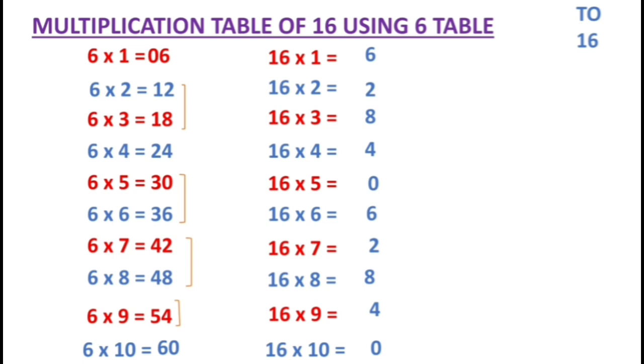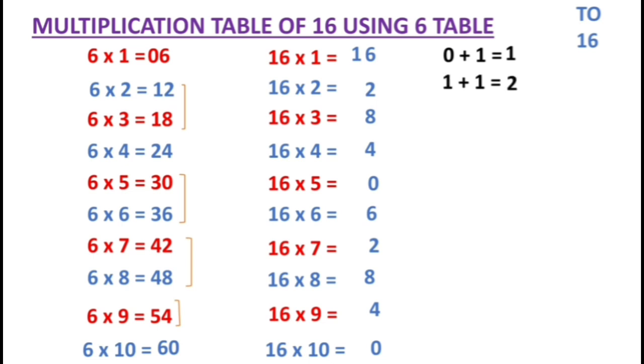Now let us start. 6 ones are 6. What is the tens place? We have 0. 0 plus the tens place in 16, which is 1, is 1. So this 1 I will write along with 6. So I get 16 ones are 16. Now what is the sum? The sum is 1. So I will write 1 plus 1. What do I get? 2.